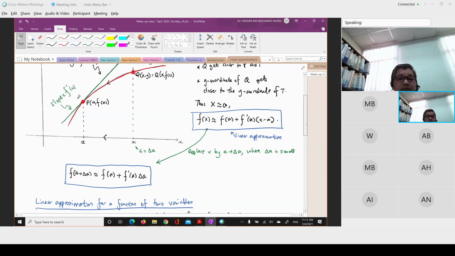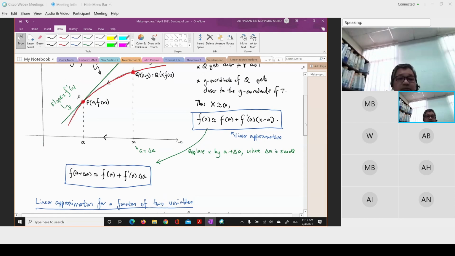And there's also a tangential plane. For a single variable, we have a tangential line. For two variables, we have a tangential plane, as shown in green here. We have a plane that just touches the point P on the surface.